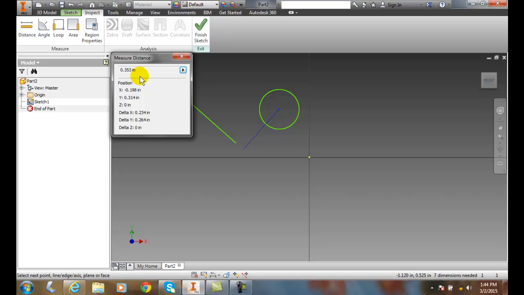So this is the minimum dimension. This is the position of the point. And this is the amount of change in the X or in the Y. So that is measuring the distance between a point and a line segment.